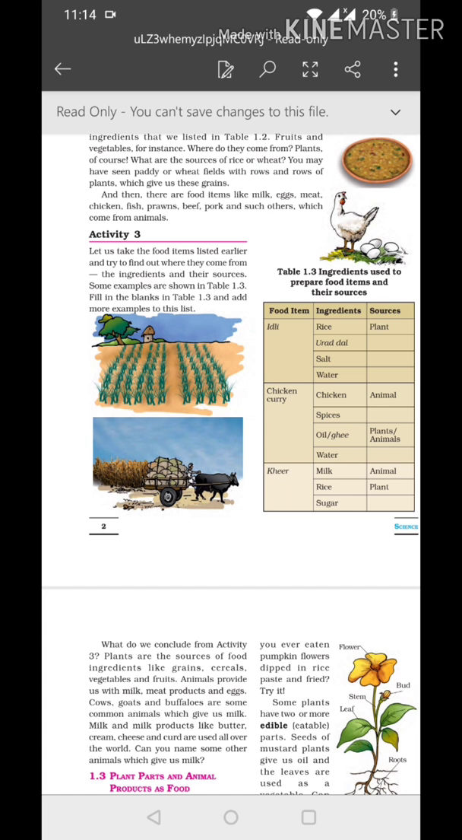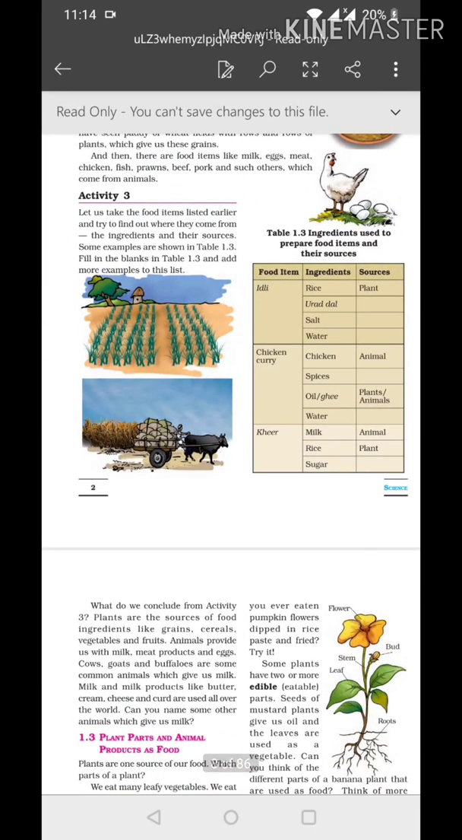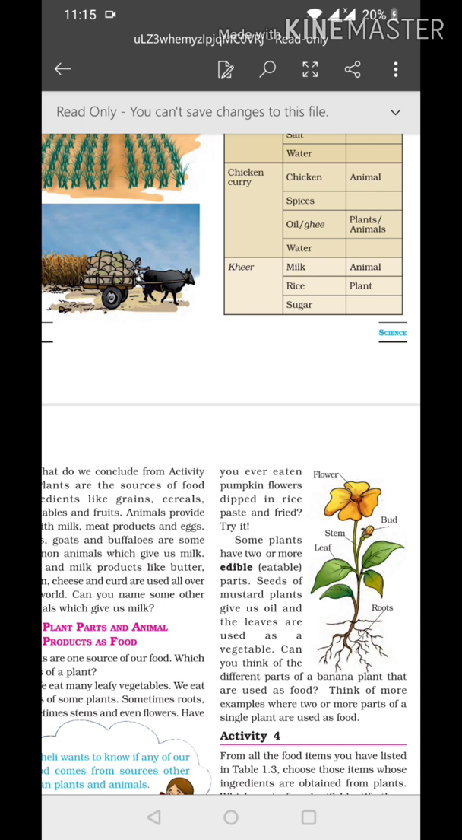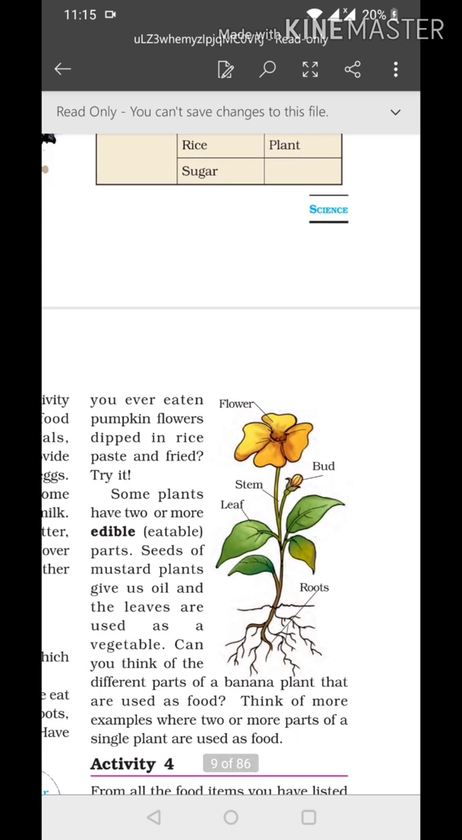First is plants. Can you tell some food materials which we get from plants? Plants are the sources of many ingredients: pulses, sugars, cereals, spices, oils, vegetables, and fruits. With this, we come to the next topic, which is edible parts of plants. Have you ever thought there are different parts of plants which we can eat? Those are called edible parts of plants, like roots, leaves, stem, flowers, fruits, and seeds.